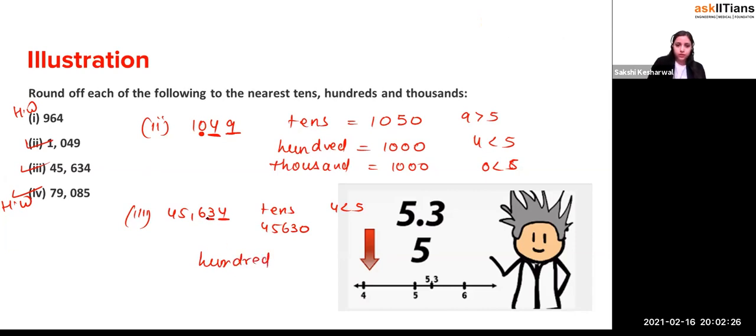Now let's come to the hundreds. You have to look at the ones place again. This 3 is less than 5, so you will just write this as 0 and this as 0. So this will be 45,600.